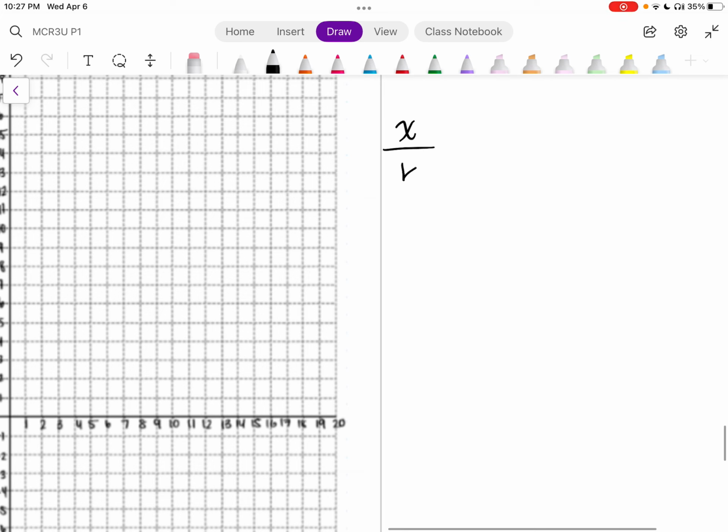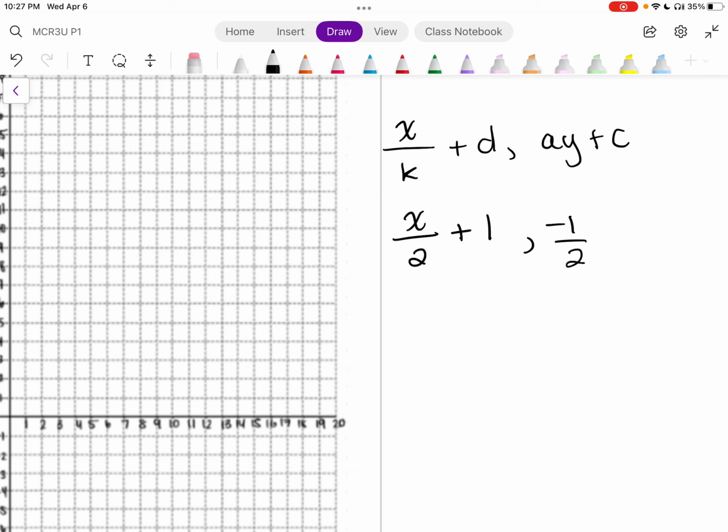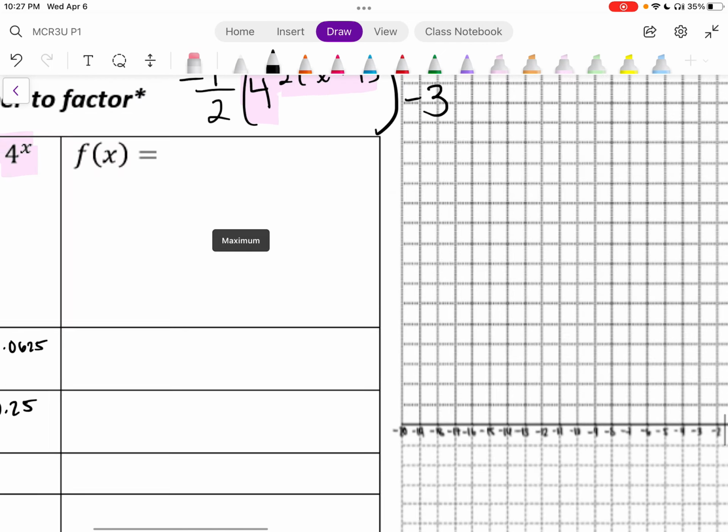So x divided by k plus d, ay plus c. That's what it always is. So let's figure out x divided by our k value, which was 2, plus our d value, which we said was 1, right? A was negative 1 over 2, y, and we said our c value was negative 3, right? And I can just change this straight to minus 3. That's going to be my mapping rule.